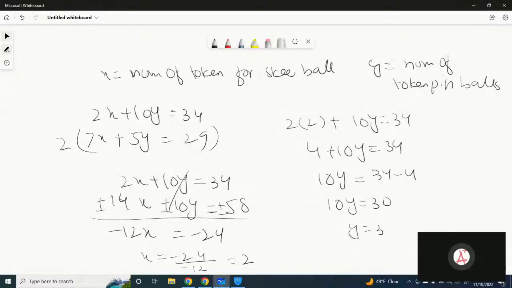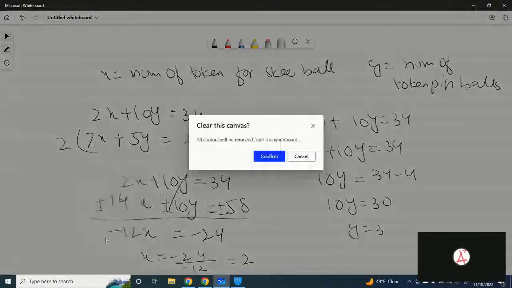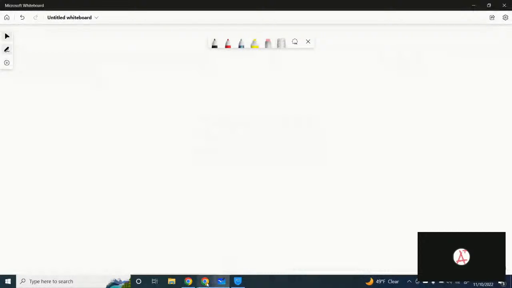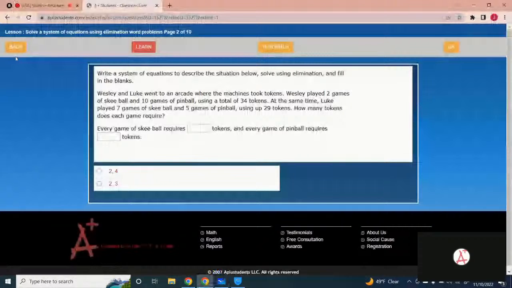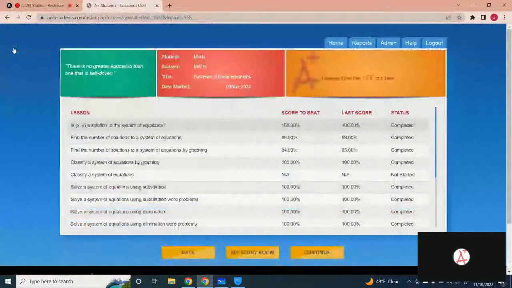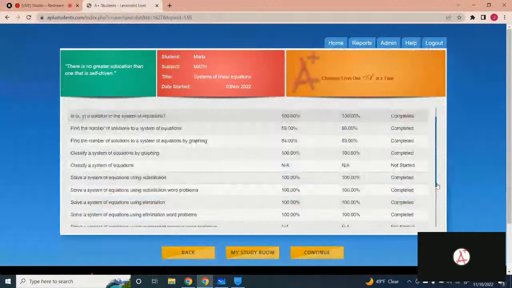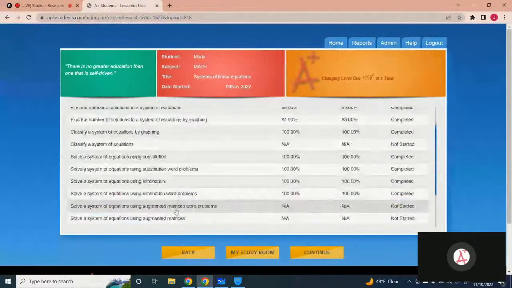Okay, you can complete the test by yourself later today. Let me just move on to the next topic. Okay, the next topic is solving a system of equations using augmented matrices word problems.